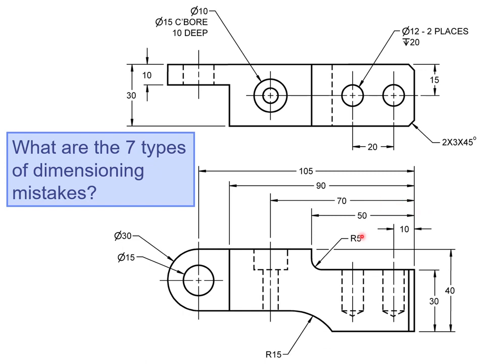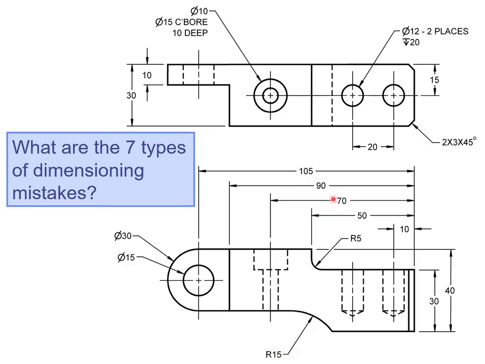Another mistake, or maybe not a mistake but something we're missing, is the location for this radius. We do have a radius here, but we don't know where this point starts. So either we need to come in and place a dimension here, or we need to put a center mark and dimension the location of that center mark with a horizontal dimension.